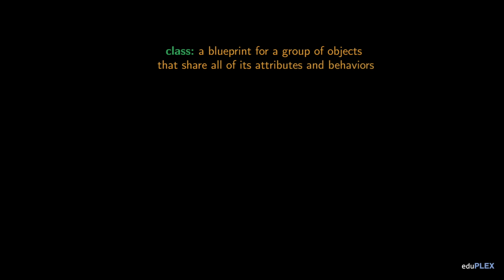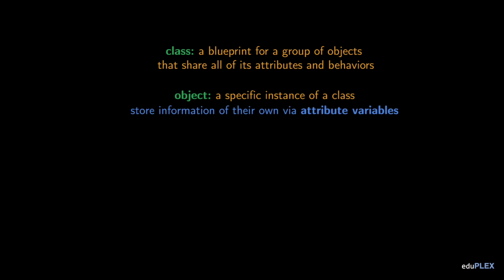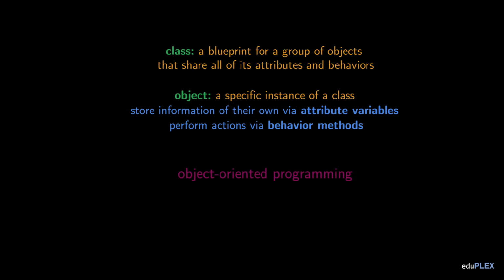So hopefully that gives you a conceptual sense of what classes and objects are. Classes are blueprints for representing different things from our real world in our computer, whether it's an employee or a retail item. Objects are specific instances of classes, like Ryan, our retail worker, or our large blue t-shirt. Objects can represent both real-world things and abstract things, and they're useful because they store information of their own via their attribute variables and because they perform actions via their behavior methods. We'll see how objects in our programs can be used to interact with one another in a methodology of programming called object-oriented programming.